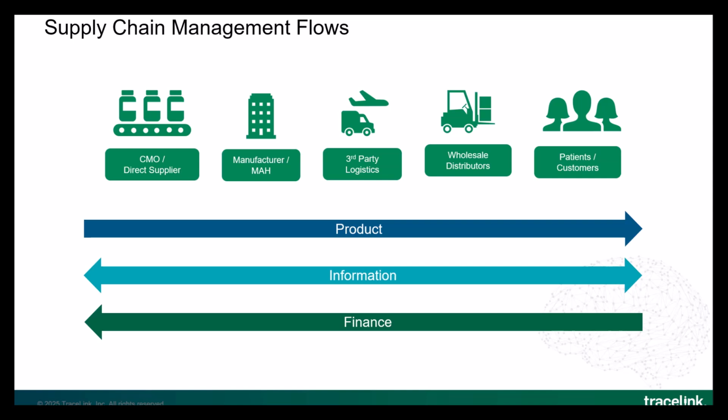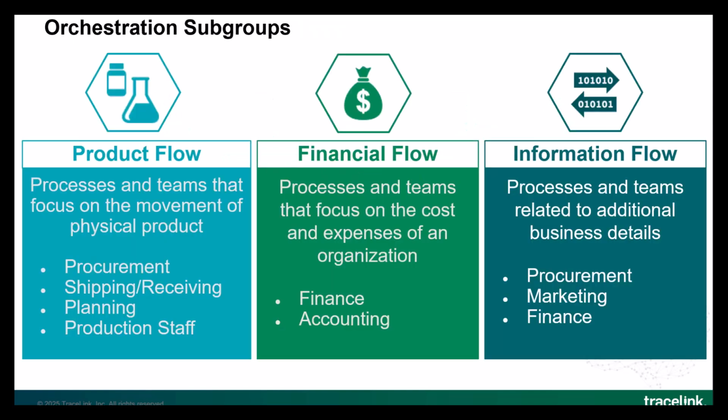Last but certainly not least, finance. Everyone in the supply chain is compensated for their part in the orchestration. Every customer pays a provider for services rendered. This can include the product itself, value-added service like packaging and labeling, storage of the product, and delivery of the product. Each of the orchestration subgroups can have overlap in personnel and data shared.